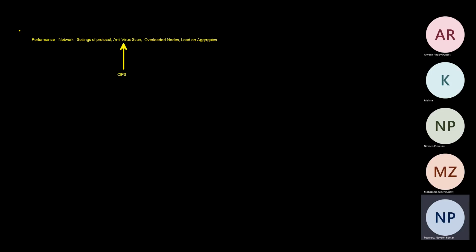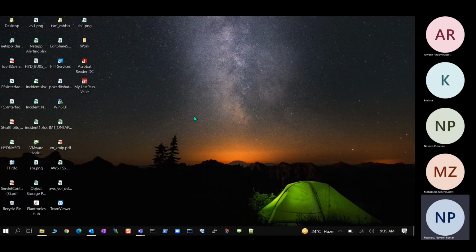Because FCP will not use the normal network. It has a dedicated network called Fibre Channel. So it is a little different there. Okay, let's talk about the issues on FCP.